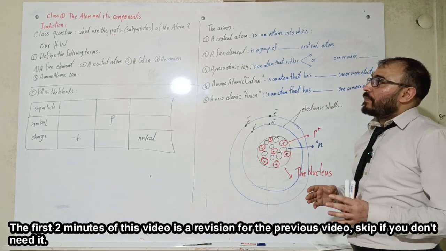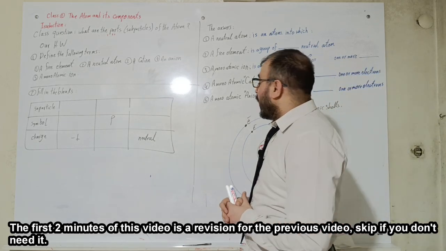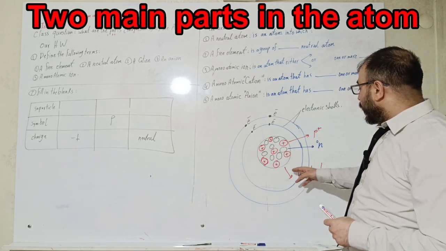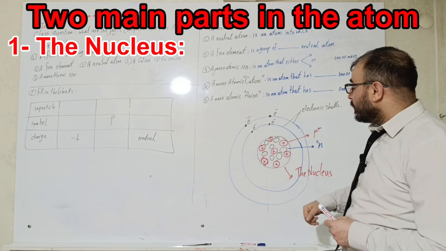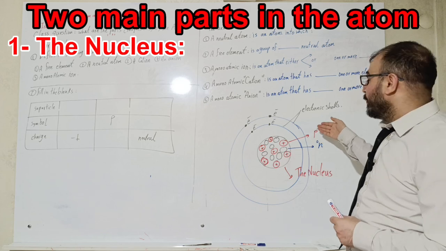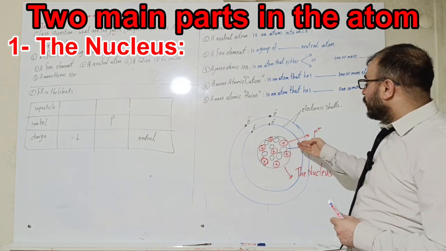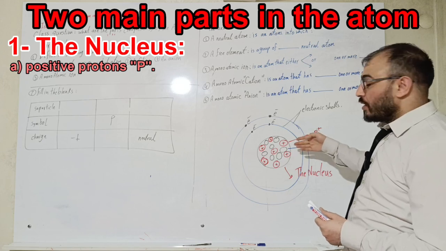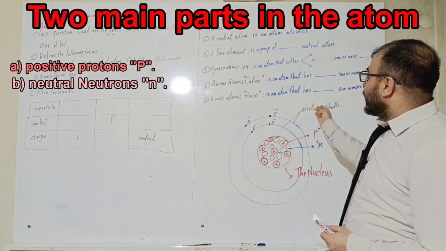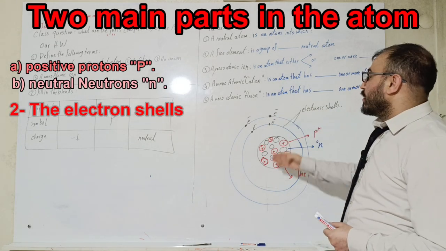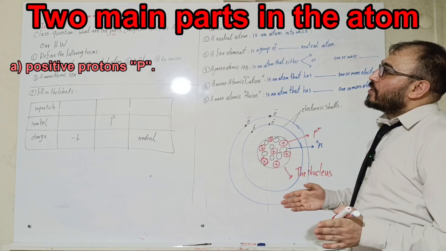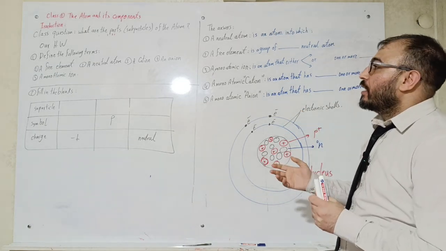In the last class, we talked about the main components of the atom, and we said that the atom is mainly made up of two main parts. The first part we call the nucleus, which is in the center of the atom, and this nucleus contains two types of subparticles. We call them nucleons. The first type of nucleons was the positively charged protons and the neutral neutrons. Then we said that the second part is called the electronic shells, and those electronic shells include only negative electrons. Now let's answer the questions we took the last class.